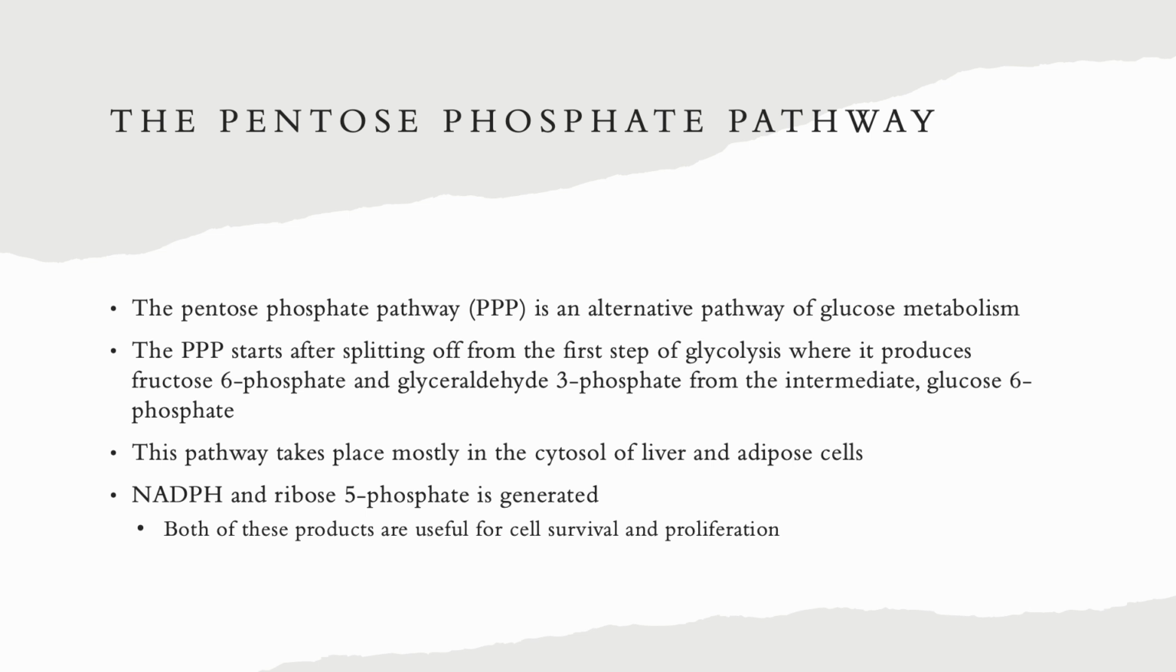NADPH and ribose 5-phosphate are generated from this pathway. Both of these products are useful for cell survival and proliferation. It is also important to remember that ATP is not produced in this pathway.